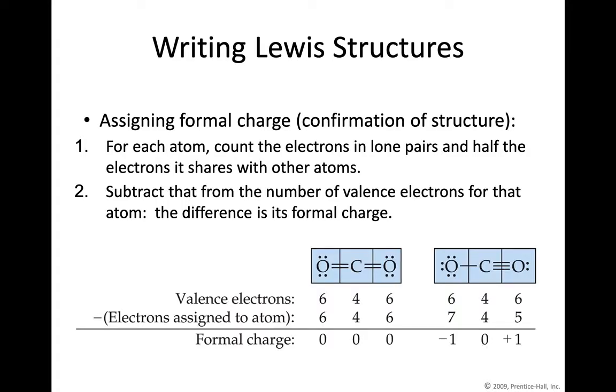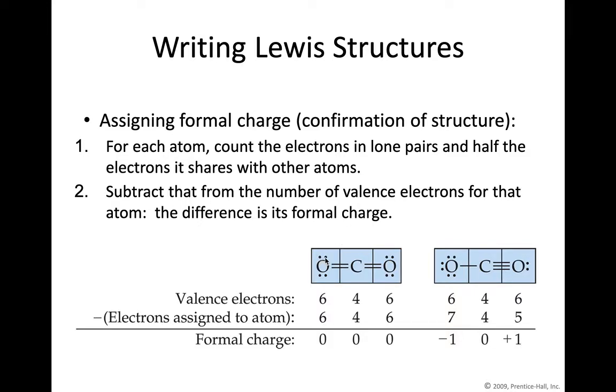So here's an example. Here's 2 possible ways we could draw the Lewis structure for CO2. See, both of these include the right number of electrons. Both satisfy the octet rule for both elements. And so to figure out which one is better, we'll calculate their formal charge. So the valence electrons on the oxygens is 6, on carbon is 4. That just comes from the column they're in on the periodic table.